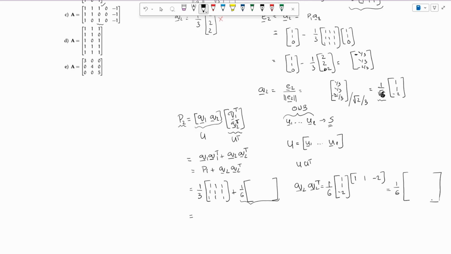Q2 transpose. Okay, what is it? Row or column? Are you telling me the row or the column? Row, okay. So this will be 1, 1, minus 2, 1, 1, minus 2, minus 2, minus 2, 4. Okay. Now tell me what will be P2.